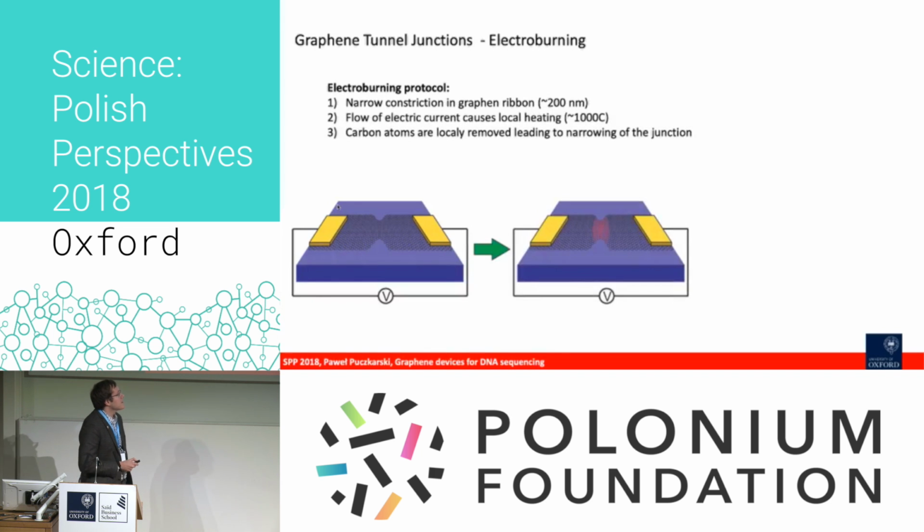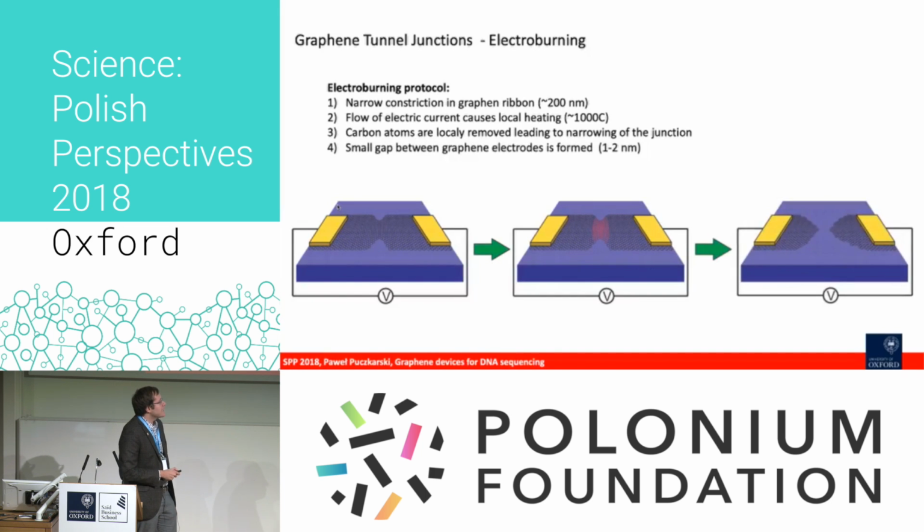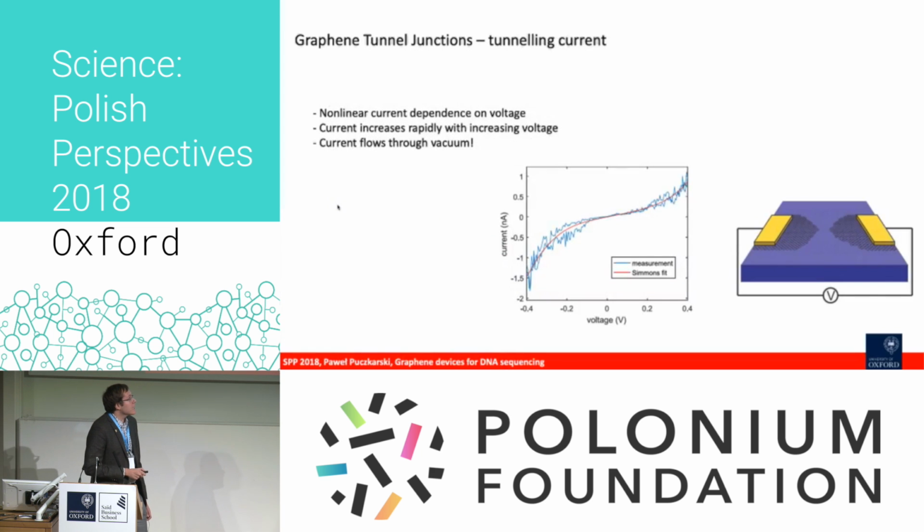The current is causing the graphene constriction to heat up, and the local temperatures in this region can reach up to 1000 Celsius degrees, which is enough to start breaking carbon-carbon bonds and release carbon atoms, making the constriction narrower and narrower. If you continue the process for long enough, there's a good chance of fabricating this nanometric gap between two graphene electrodes. And here actually the cool science begins, because if you keep on applying voltage to this device, you see that current is flowing through the gap.